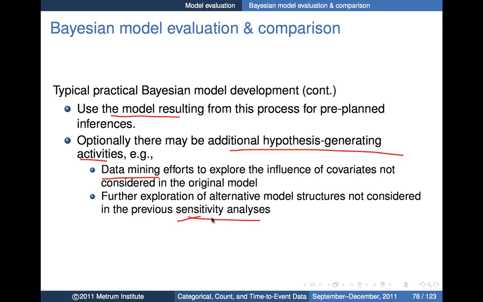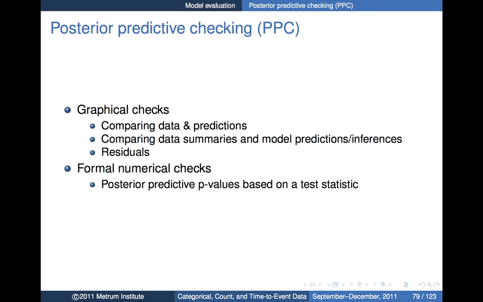And during that process, you may discover that some model appears to work better than the others, in which case that's likely to become your initial model the next time you go around. So the one thing I mentioned in here was the part where we're going to be comparing our model predictions to observed data, and we're going to do that using posterior predictive checking.